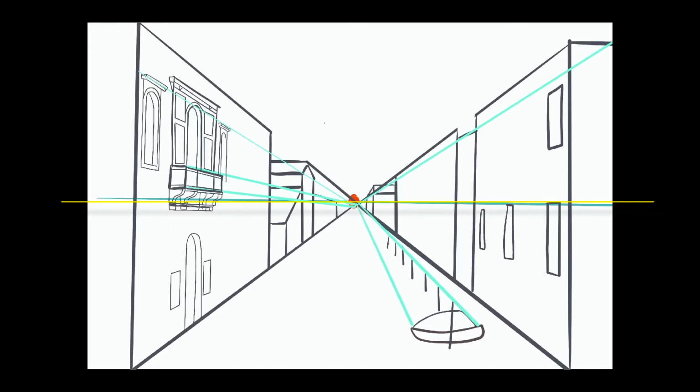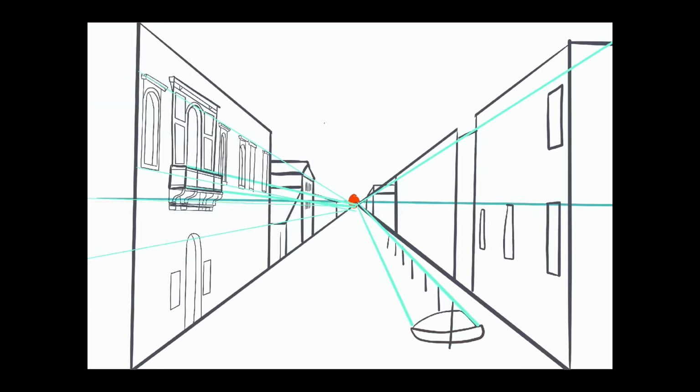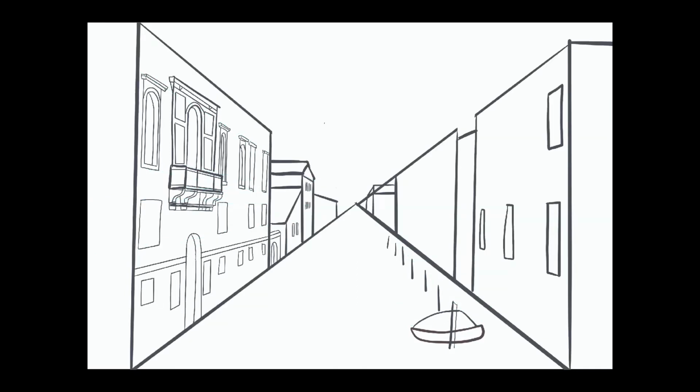So when you're working with perspective, you really want to understand what the horizon is. And basically what it is, it's where the sky meets the ground. So it's the furthest possible distance that we can see. So that's why all those buildings, everything is kind of disappearing back onto the horizon. We can't see past that horizon line.